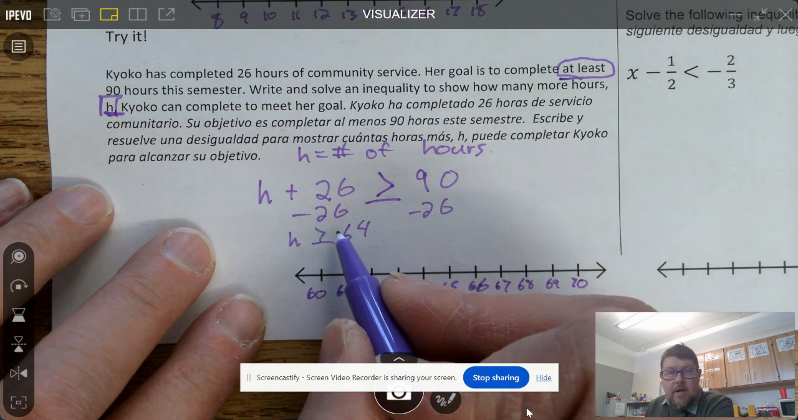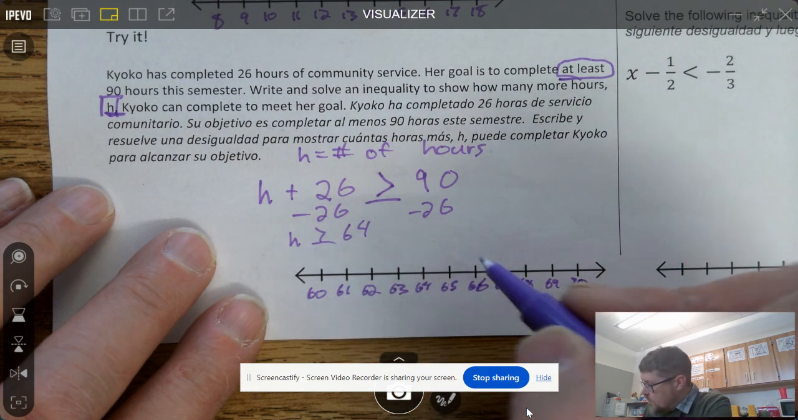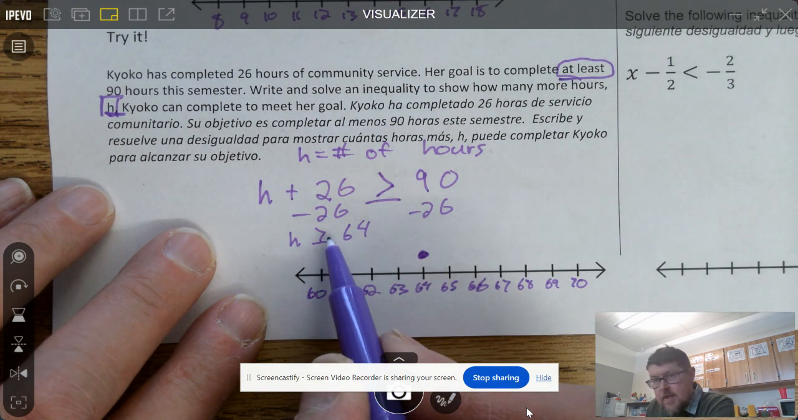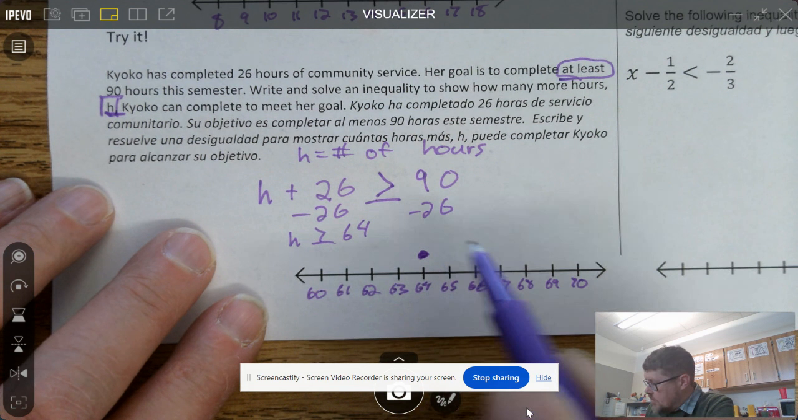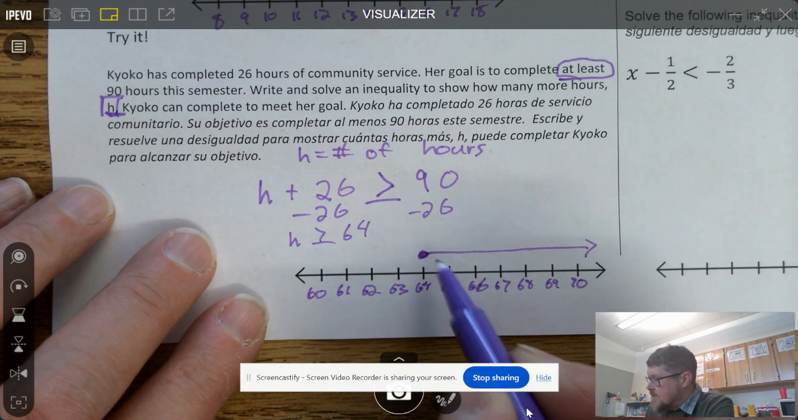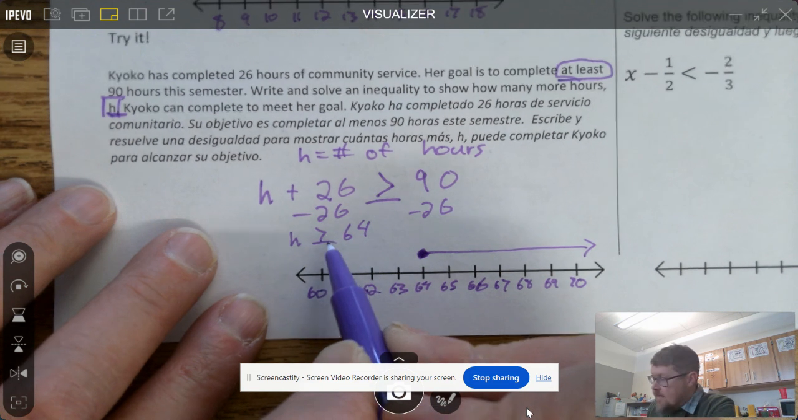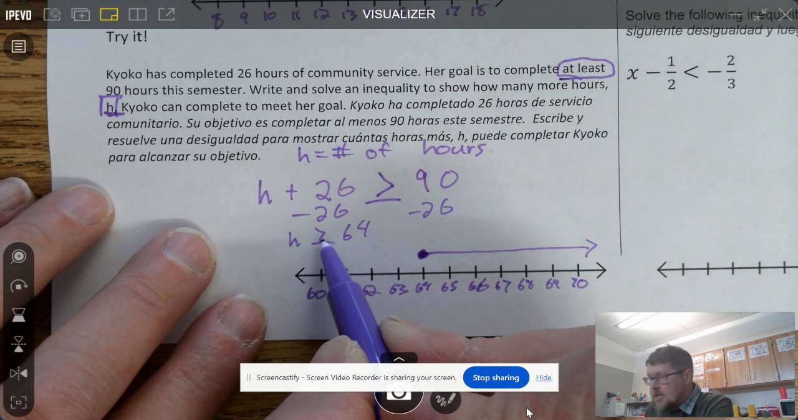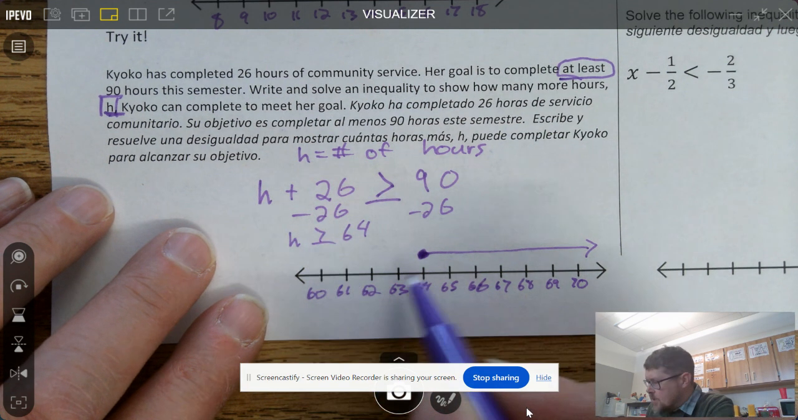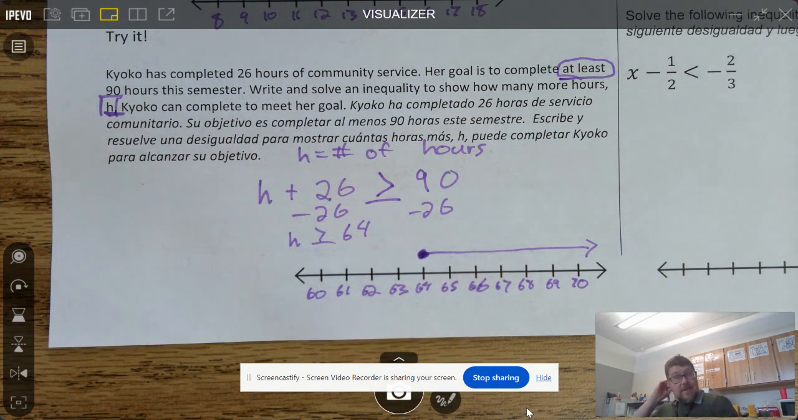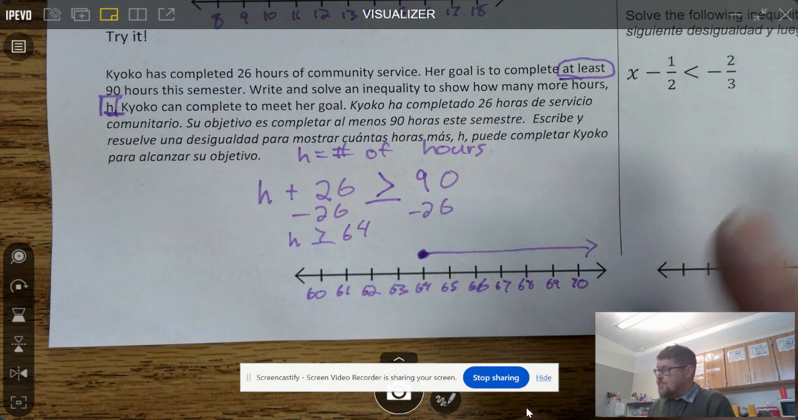So we've got our 64 right here. And then this is kind of pointing that way, so that's the way our arrow goes. And I guess I already filled it in, right? It's a closed circle because it is or equal to. Okay. If it was just the greater than sign, this would be an open circle, and we'll see an example for that later. Okay. All right.